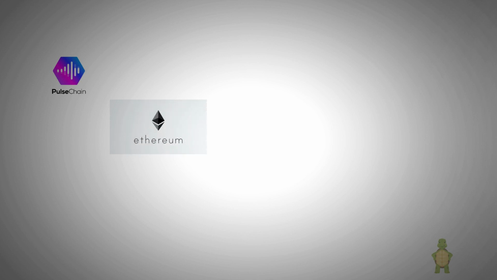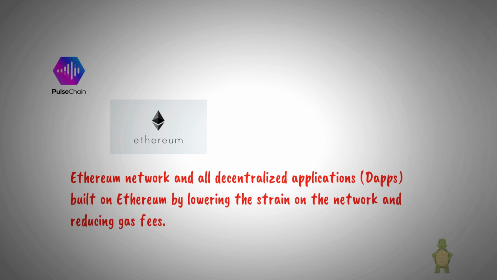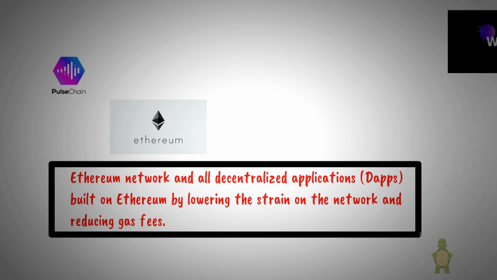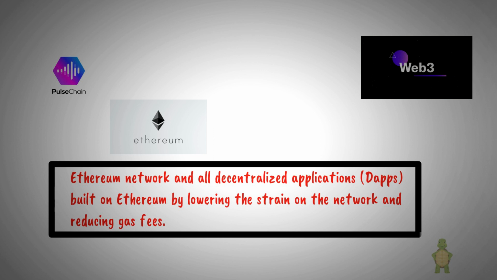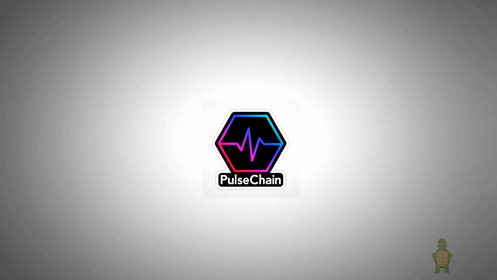It aims to support the Ethereum network and all decentralized applications built on Ethereum by lowering the strain on the network and reducing gas fees. Reducing gas fees and minimizing congestion helps Ethereum to scale without friction. By stabilizing gas fees throughout the Web3 ecosystem, PulseChain aims to promote the mass adoption of blockchain technology and smart contracts. The PulseChain launch date has not yet been set.